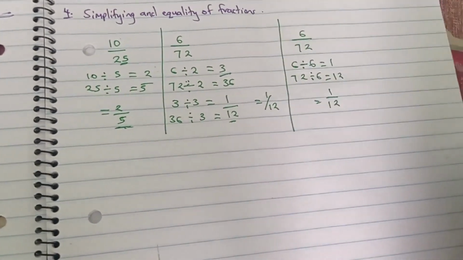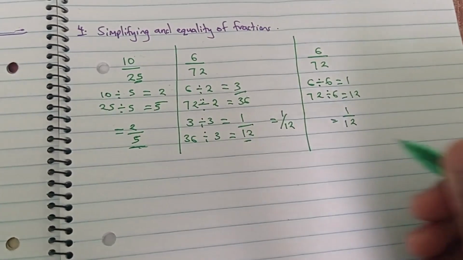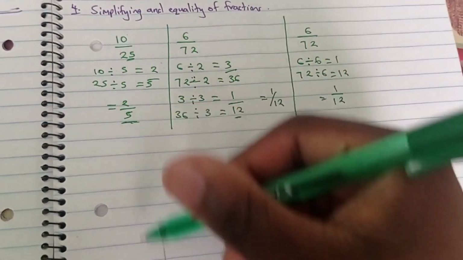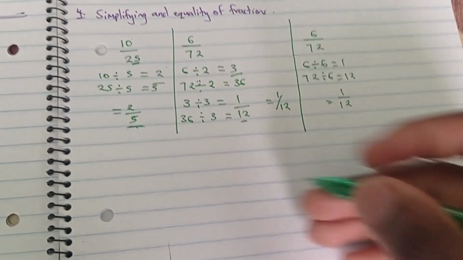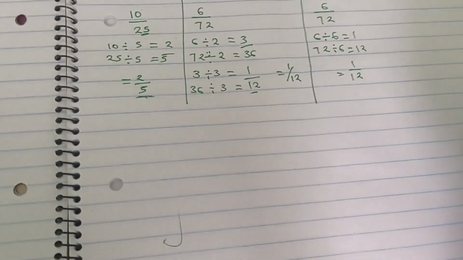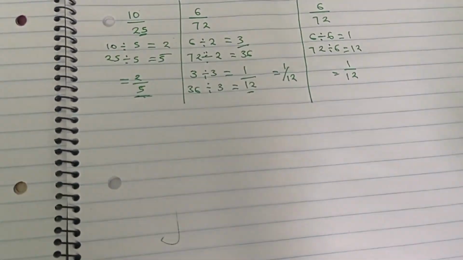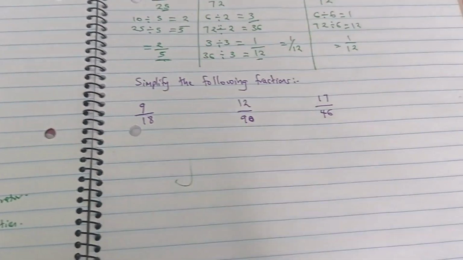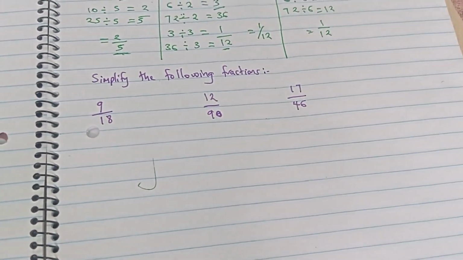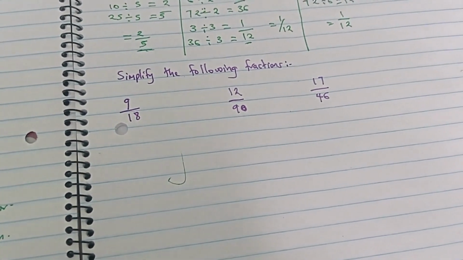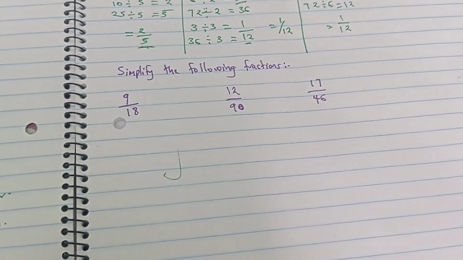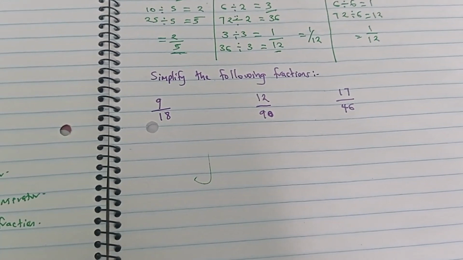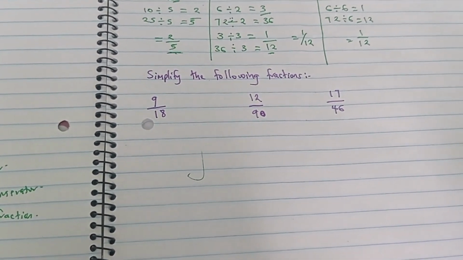So I'm going to do 2 examples about simplification of fractions, and we'll see how to do it. I write the questions, and then you can pause the video and do the questions, and then we'll go through it after and see if you've got the answer. So you've been asked to simplify the following fractions: 9 over 18, 12 over 90, 17 over 46. So you can pause the video and do the question. Then when you're done, you can continue and see if you've got the right answer.